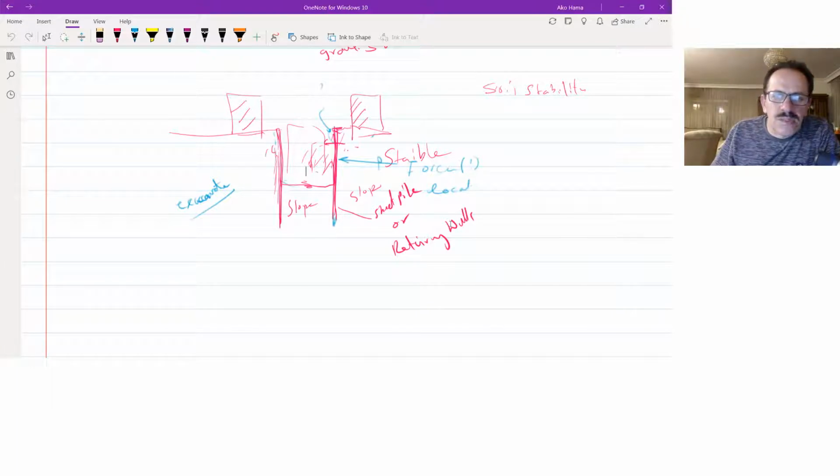Now, the purpose of this lecture is to know what the pressure distribution on this wall will be, laterally, not vertically. The lateral pressure on this wall, and what its magnitude will be, and so on.